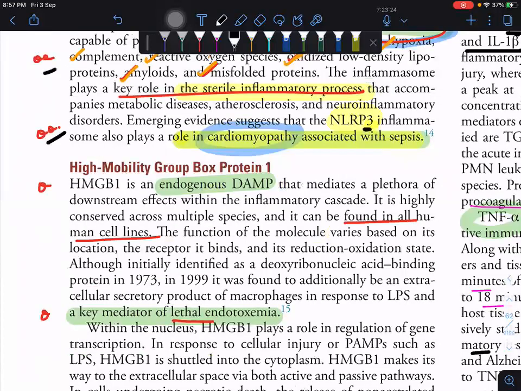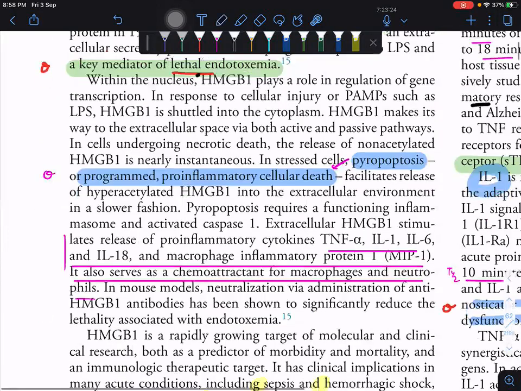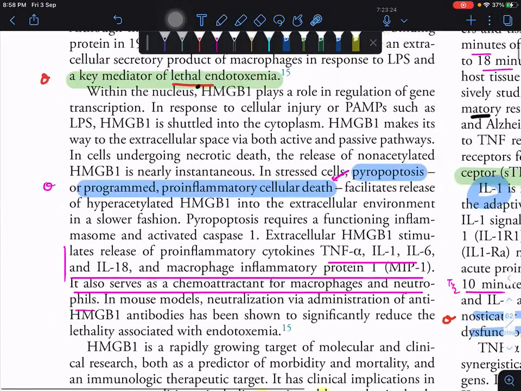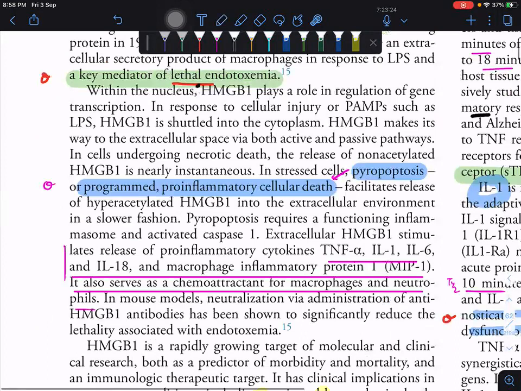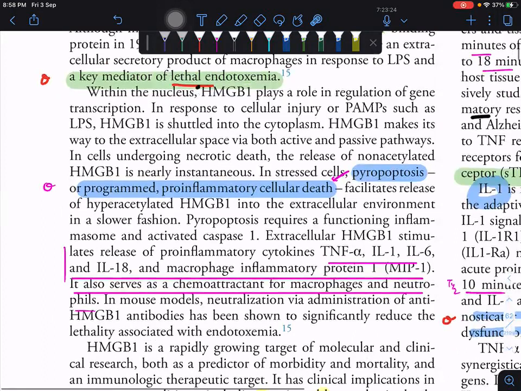Okay, and HMG-B1. HMG-B1 I already told what it is. It's similar to an alarmin, which means it's a DAMP. It's an endogenous DAMP. First MCQ: HMG-B1 is an endogenous DAMP and it's found in all human cell lines and it's a key mediator of lethal endotoxemia. Second, it is involved in the process of pyroptosis, otherwise called programmed pro-inflammatory cellular death. What is apoptosis? Apoptosis is programmed cell death. Here, pyroptosis is a programmed pro-inflammatory cellular death.